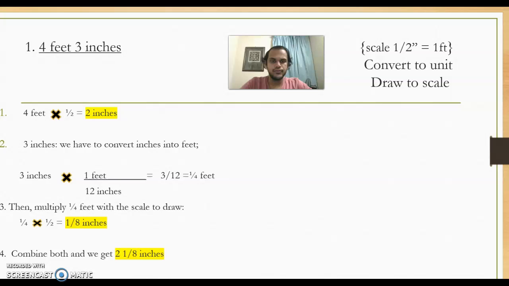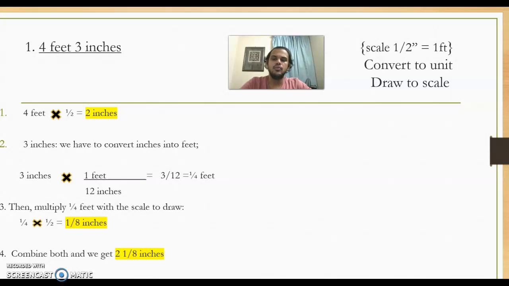Why exactly do we use 1 feet upon 12 inches? Because 1 feet actually does represent 12 inches. So we multiply 3 by 1 and we get 3 upon 12. When we reduce it further using division, we get 1 upon 4 feet. We are not done yet.